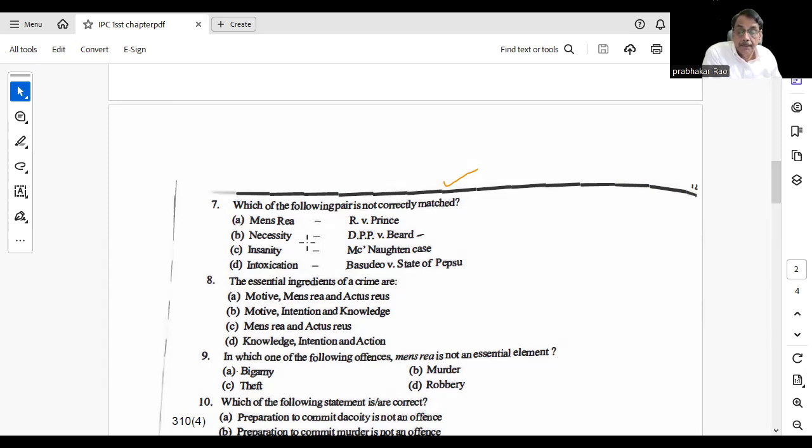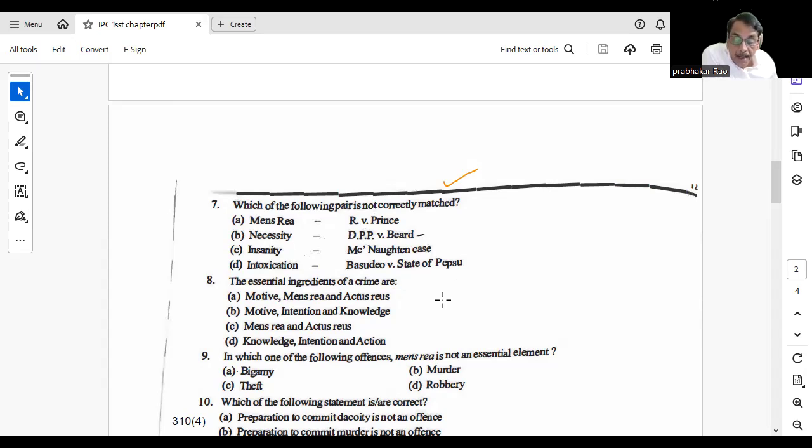Okay. Here, the correct answer is B. Mens rea, R versus Prince: I have already told that it concerns taking away a minor. In insanity, McNaughton's case is the landmark case. We will talk about this case when we deal with chapter 3. Intoxication, Basdev versus State of Pepsu, is a very important case. This also comes in chapter 3, general exceptions. In general exceptions, necessity, intoxication and insanity, these three items will come. Here, the answer is necessity. It is not concerned with DPP versus Bird.